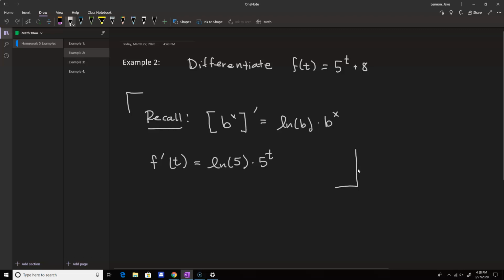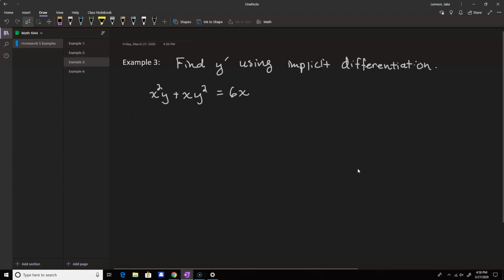Okay, so the last two examples are just implicit differentiation examples. So we want to find y prime using implicit differentiation. So the derivative of the right-hand side here is easy. So 6x has an easy derivative, but for each of the first two terms, we need a product rule because we have a function of x multiplied by a function of y, and then for this one, we also need a product rule.